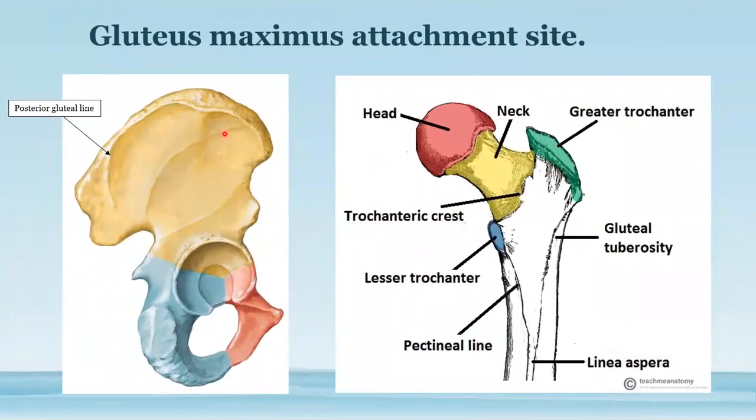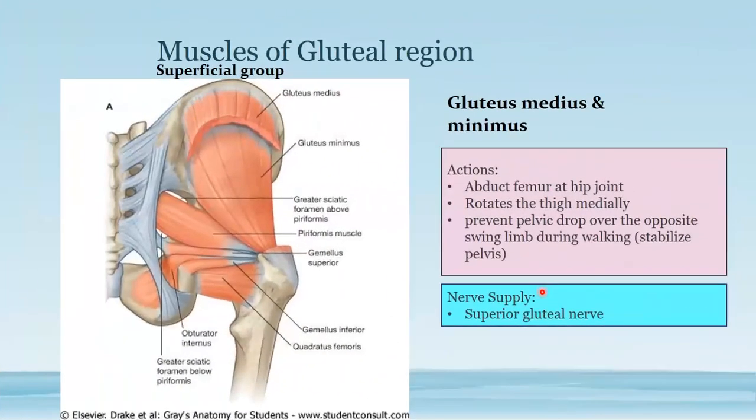So the gluteus maximus attachment point is from the posterior gluteal line and also the lateral aspect of the sacrum and coccyx origin, inserting at the gluteal tuberosity of the femur. Okay, the next two are the gluteus medius and gluteus minimus.